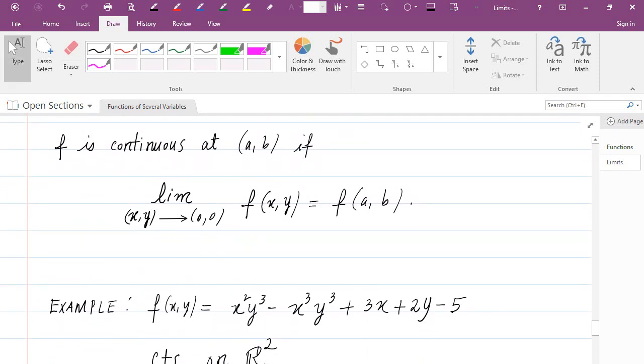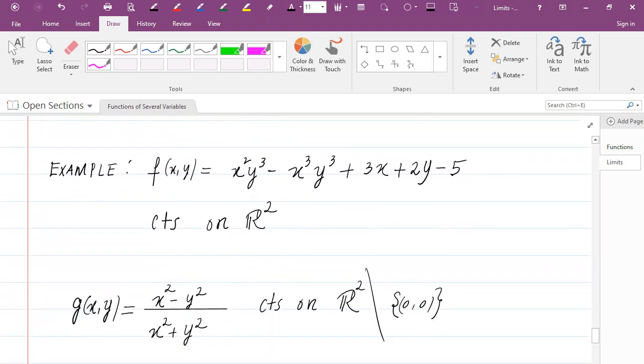We say that a function f is continuous at a point (a,b) if the limit of f as (x,y) approaches (a,b) is equal to f(a,b). I have a typo here, it should be the point (a,b).